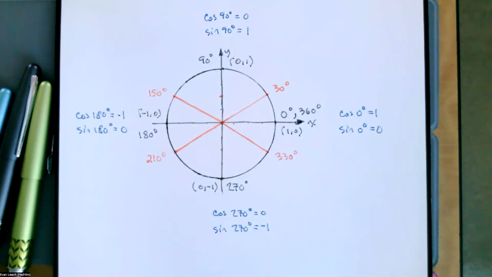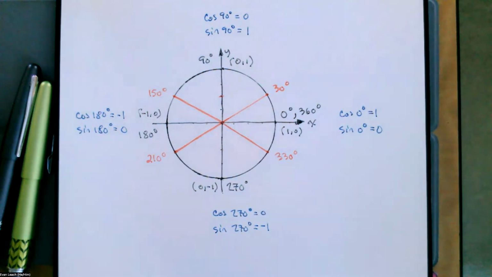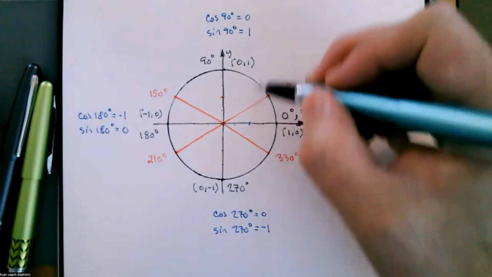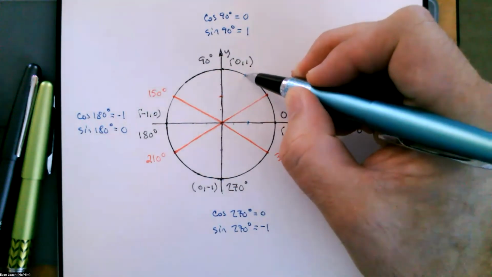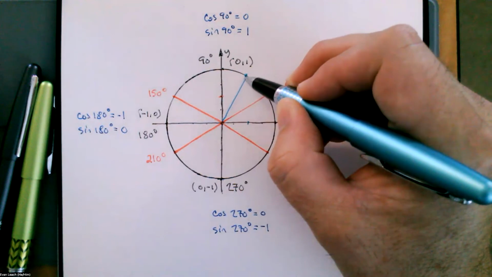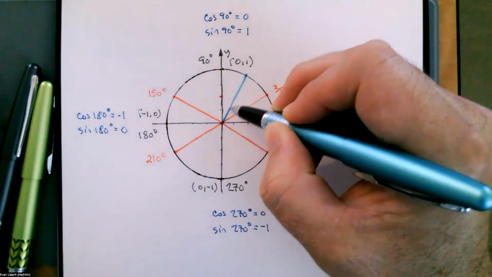That was pulling out the 1/2 on the y-axis, the 30-degree reference angle. If we pick the 1/2 on the x-axis, that'll give us 60-degree reference angles. So if I go 1/2 on the x, take that up to the circle, and then back down to the origin. That'll give us a 60-degree reference angle.